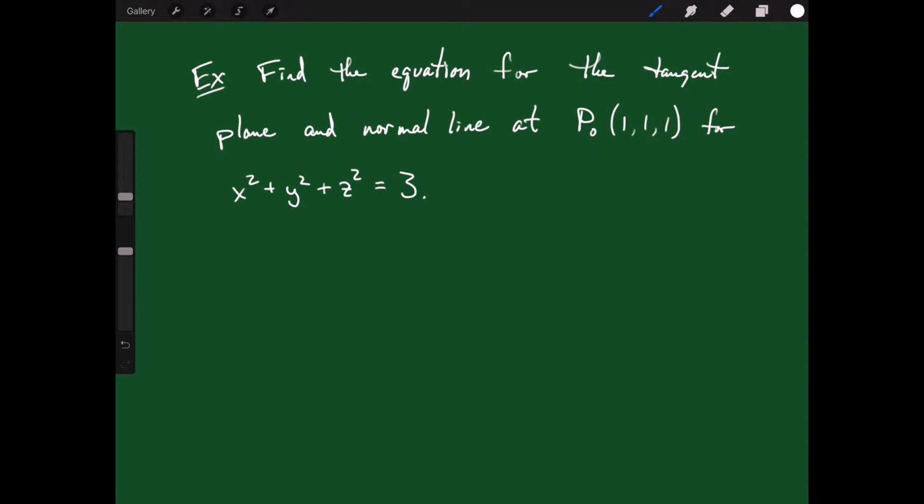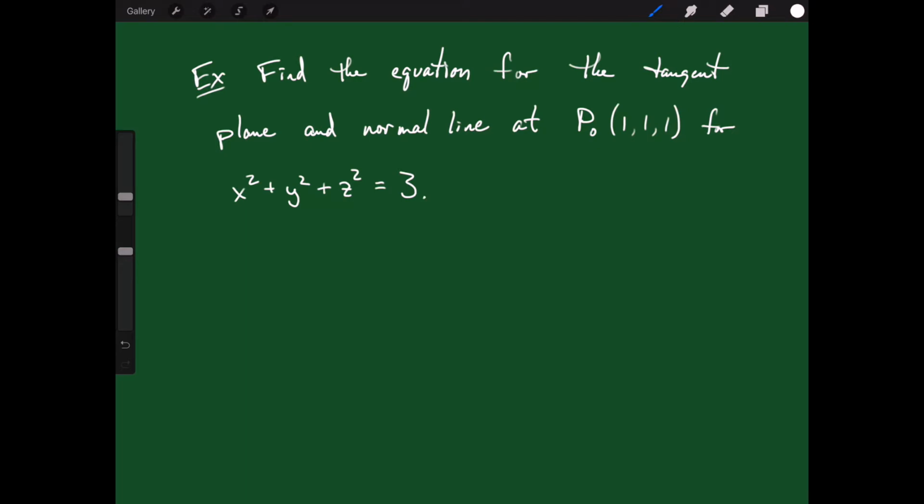Okay, so first of all, we look at this curve and we say, what kind of a curve is that? Well, that's a sphere centered at the origin. Its radius is square root of 3. And so we kind of know what we're dealing with here, and we're asking, what's the tangent plane at the point 1, 1, 1? Well, now we know how to find the tangent plane. We just have to find the partials, and the partials will give us our equation for the tangent plane.